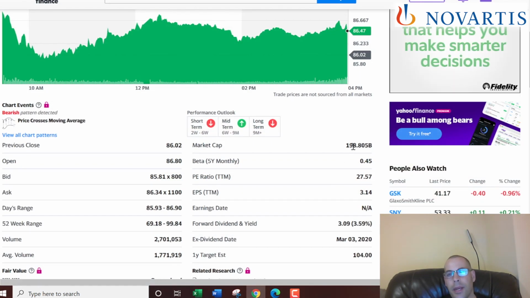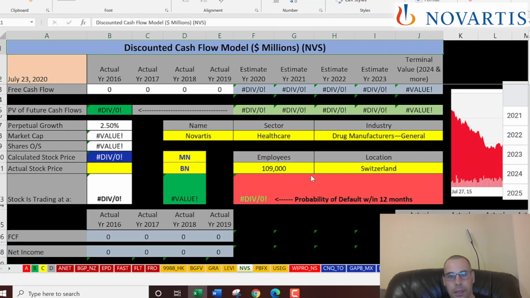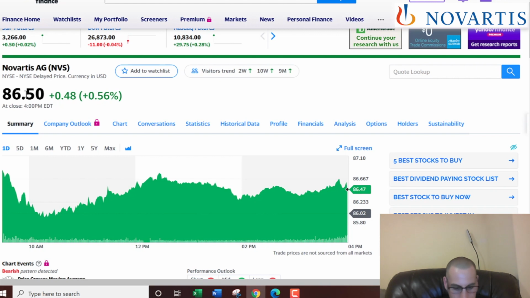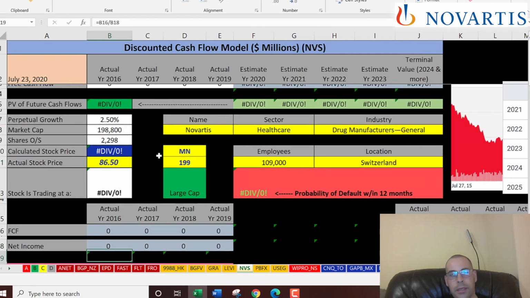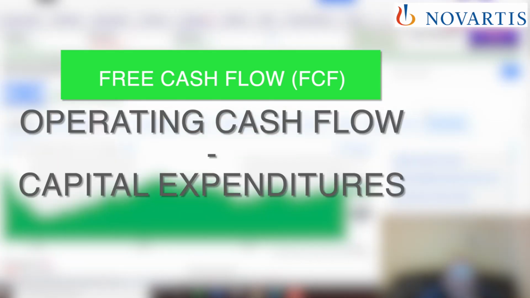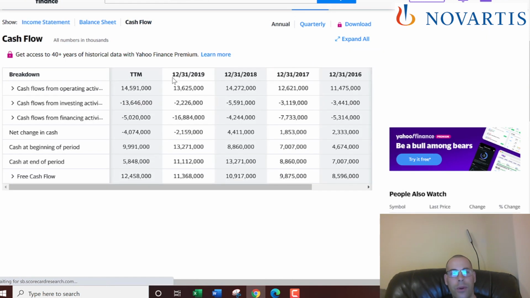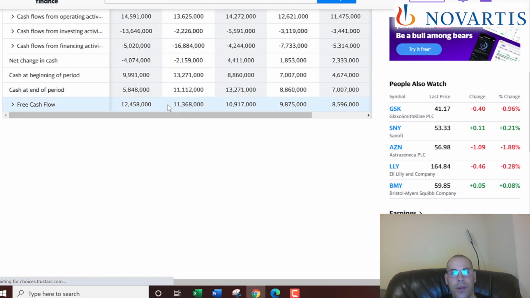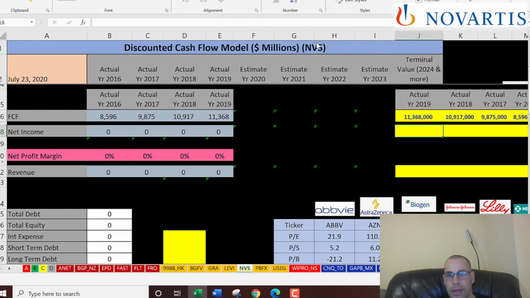This company has a market cap of $198.8 billion. And they're trading at $86.50 per share. And next we got the free cash flows. And free cash flow is the cash flow from operations minus capital expenditures. And the way you value a company is you estimate the future free cash flows and then discount that number back to today's value. And that's exactly what I'm doing in this video.